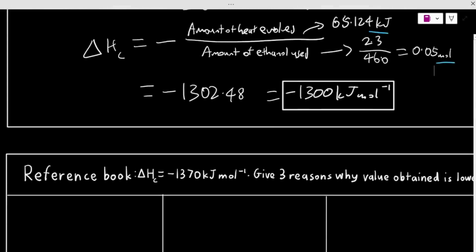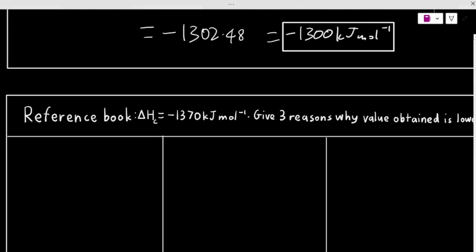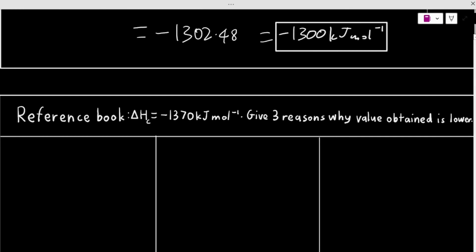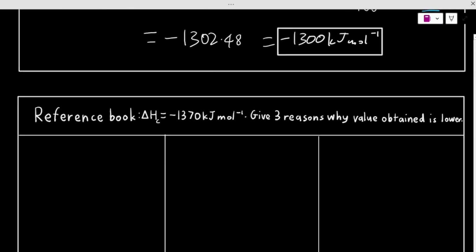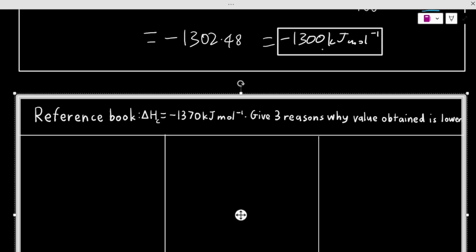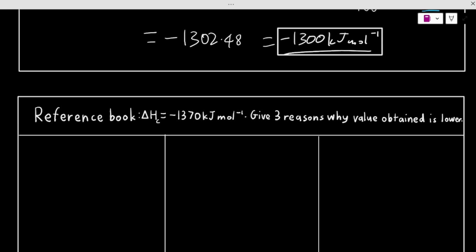Now, here's a little issue. According to a reference book that you found, the enthalpy change of combustion is actually going to be negative 1,370 kilojoules per mole. Then why do we calculate this value right here? And what are the 3 main reasons why the value calculated was lower?